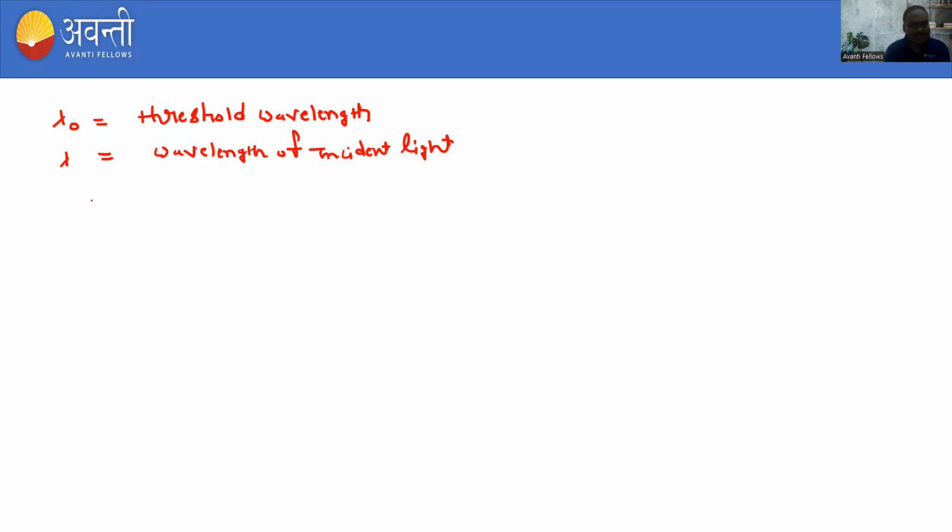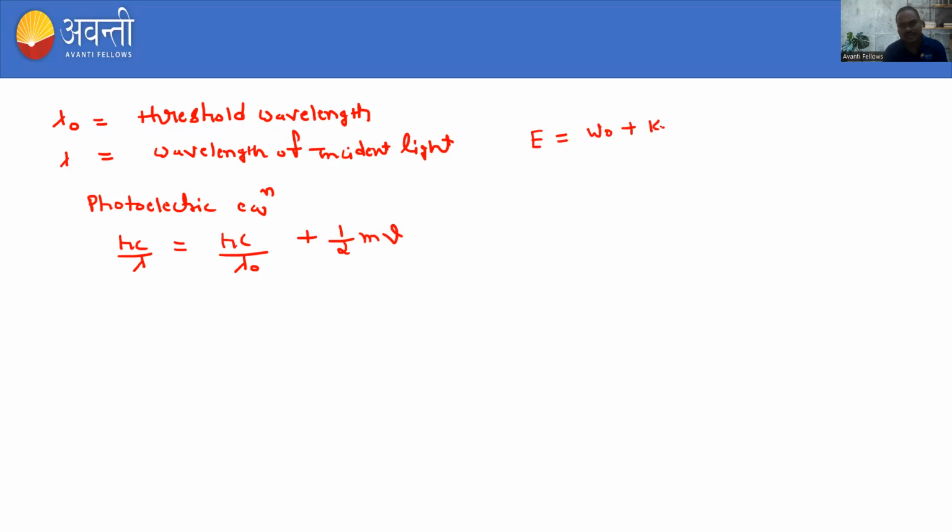We know from the Einstein photoelectric equation that energy, hc upon lambda, is equal to hc upon lambda naught, the threshold energy, plus kinetic energy, that is half mv square, right? We all know Einstein's equation, that is E is equal to the work function plus kinetic energy. So this is the formula, right?